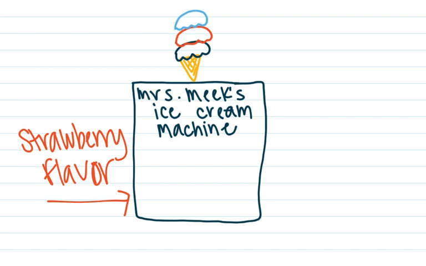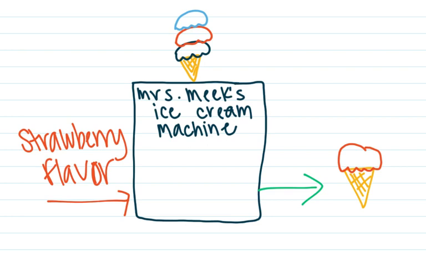Is it going to be chocolate ice cream? Is it going to be vanilla? Is it going to be chocolate mixed with vanilla? No. If I put strawberry flavor into my ice cream machine, what's going to come out of my ice cream machine is going to be a strawberry ice cream cone.